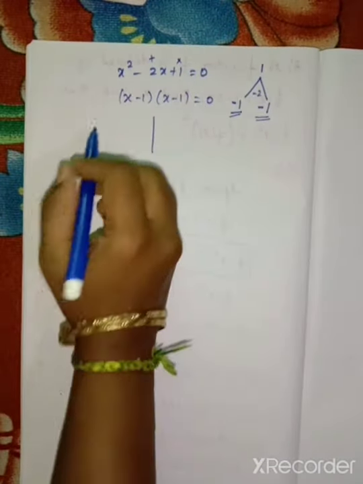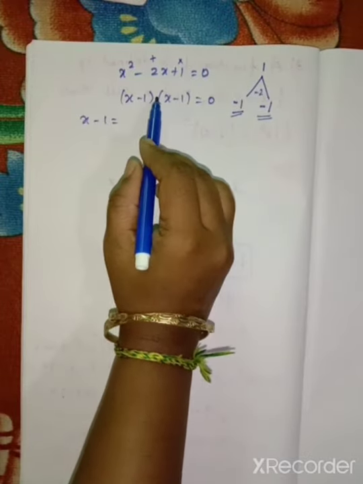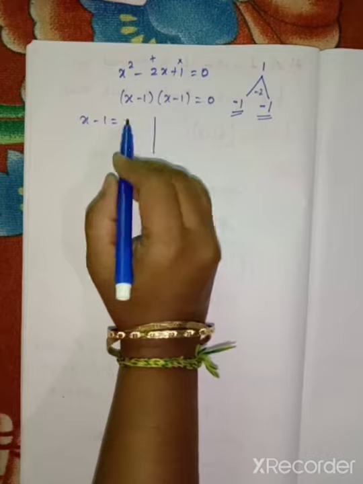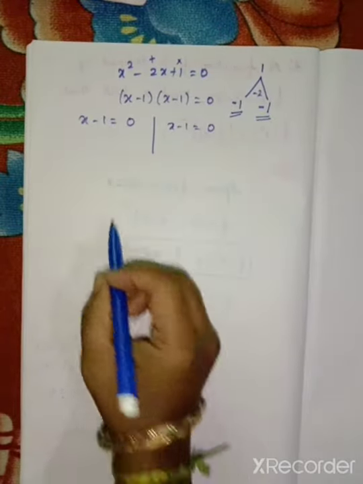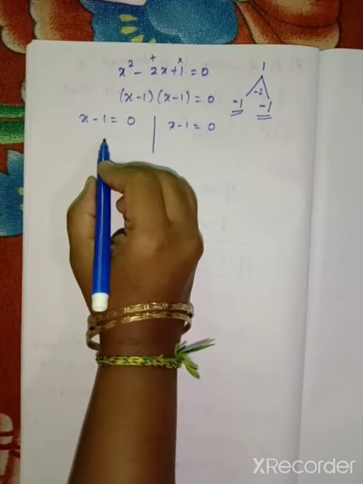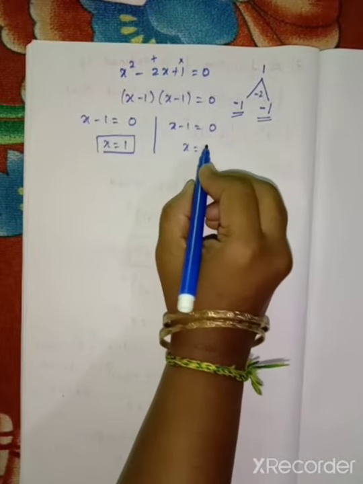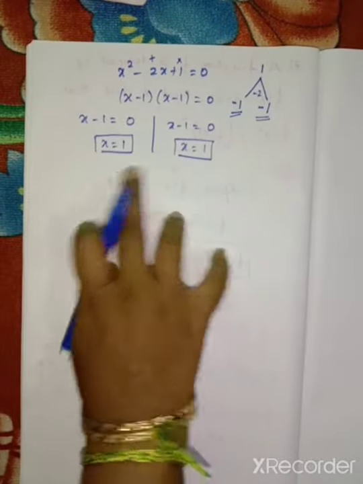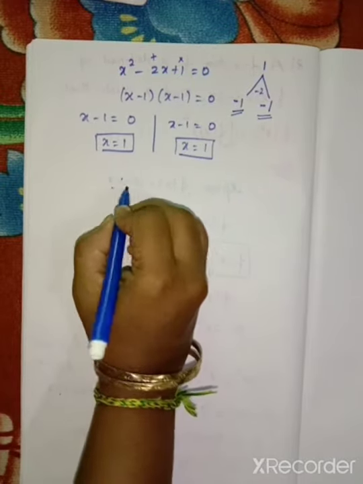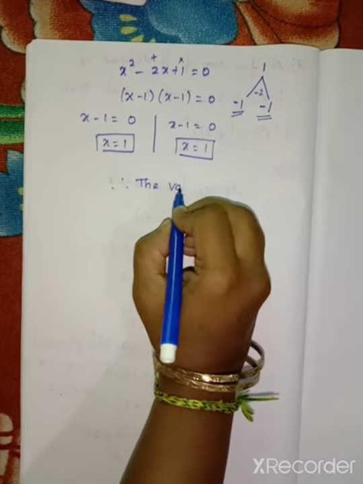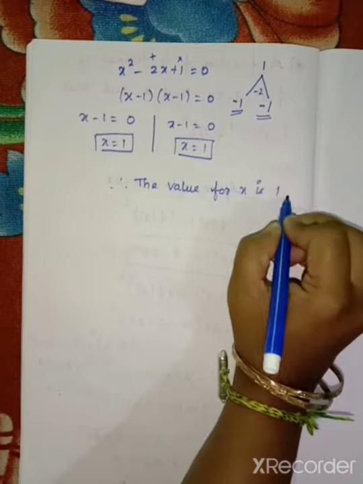So if you have to split means x minus 1 equal to, if it goes this side means, because in between multiplication, so if you multiply means we get what? 0. Likewise same, x minus 1 equal to 0. Minus 1 it will go that side means plus 1. So x equal to 1. Here also x equal to 1. So factorization we get 2, but the value is same. So therefore the value for x is 1.